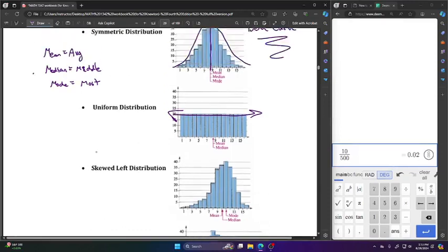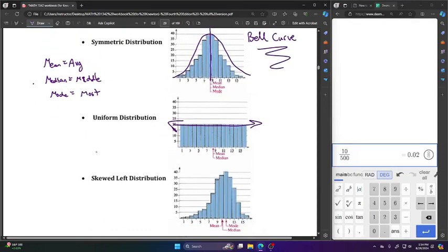Now, skewed left and right. This is going to be the big one. For skewed left, it's still kind of like a bell curve, but there's this tail over here, and then it kind of just drops off, whoosh, okay? So notice this tail here. That tail, that's why it's skewed left, because the tail is on the left side, okay?